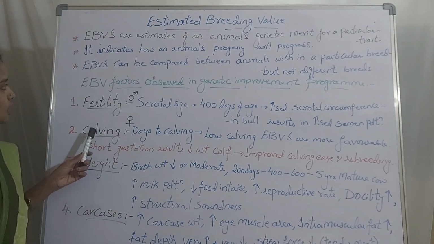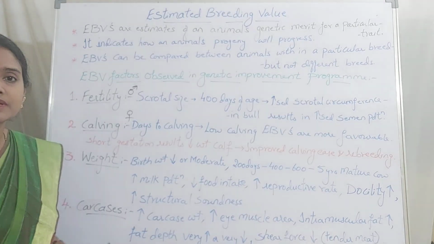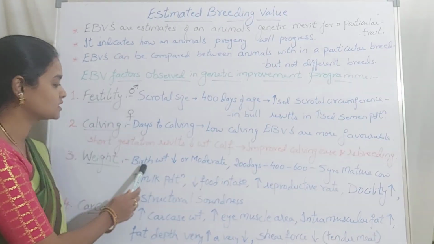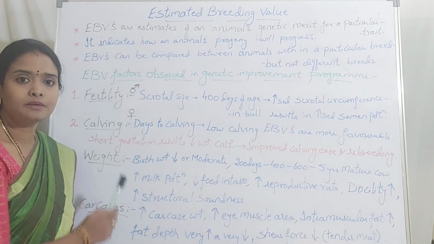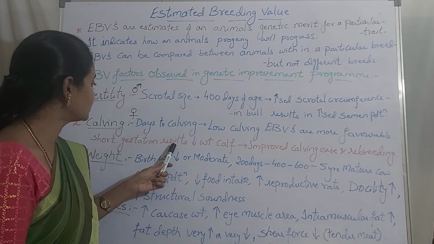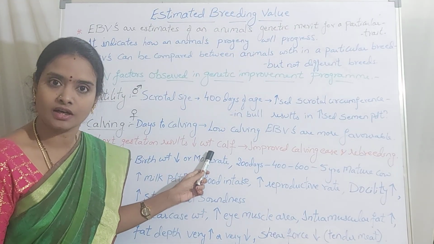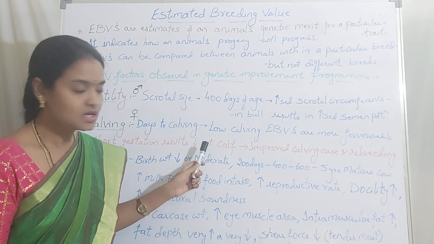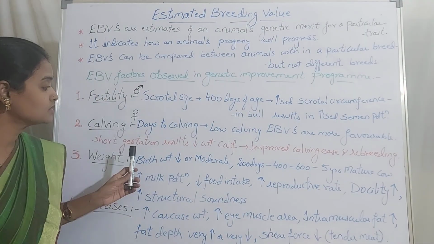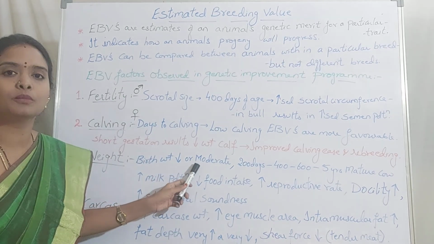Then coming to the third EBV factor, that is weight. The weight of the animal is checked at the birth time. At the birth time, the weight must be low because we are preferring low gestation, and a low birth weight of the calf is favorable for us. So in this case also, the birth weight of the animal must be low or moderate.